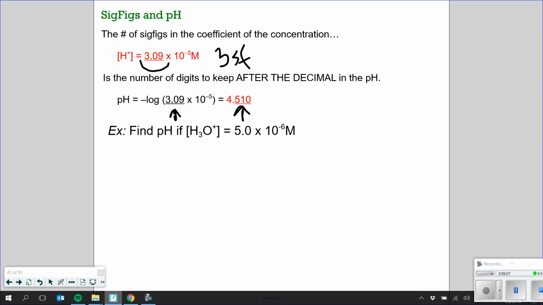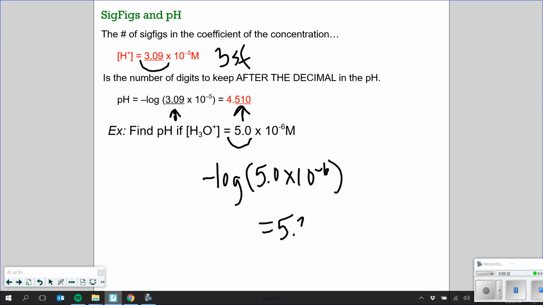So for example, if I'm finding the pH and my hydronium ion concentration is 5.0 times 10 to the negative 6th, notice that we've got 2 sig figs here. So when I take the negative log of 5.0 times 10 to the negative 6th in my calculator, I'm going to end up getting 2 digits after the decimal, so it's going to be a pH of 5.30.